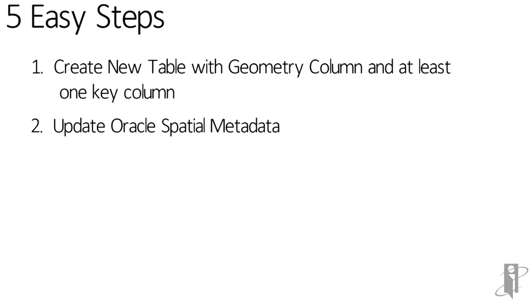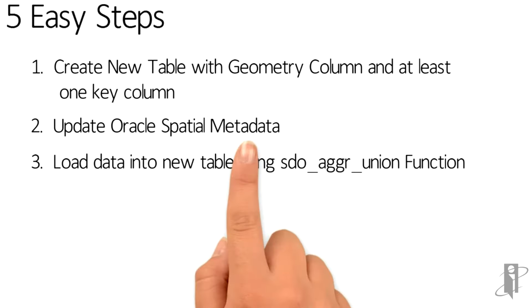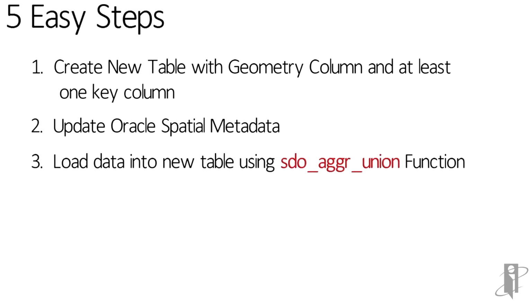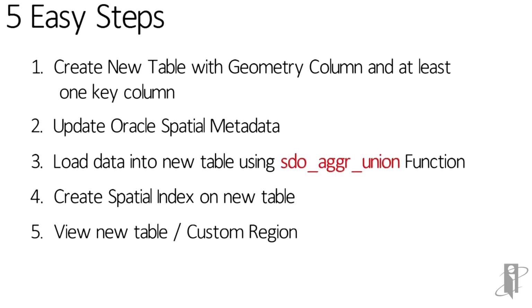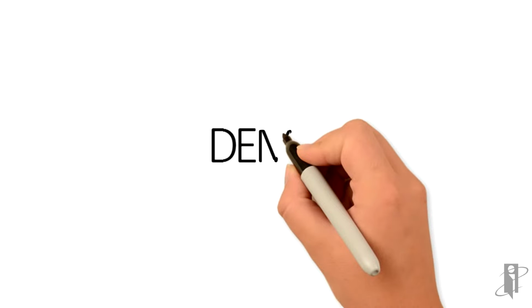We'll register that table using the update Oracle spatial metadata. Next, we'll load data from a source table into our new table using the aggregate function. We'll apply a spatial index, and then finally, we'll be ready to view it. So, follow me into our computer and our database to see how this is done.